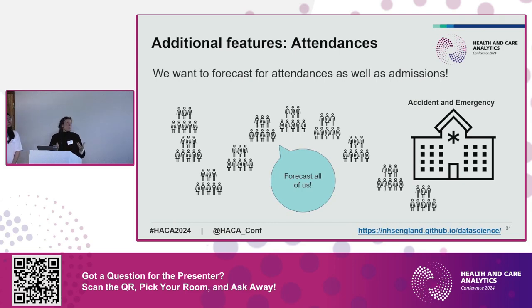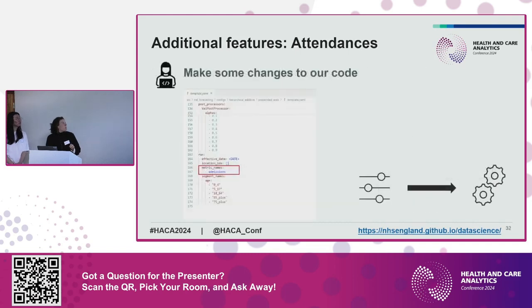But something our users wanted to see was the number of people who attend an emergency department, the number of people who come through the doors. So that's what we've been working on here. Our code had been written in such a way that maybe in the future we might want to forecast an additional metric. So it was set up so that would be easy to do.